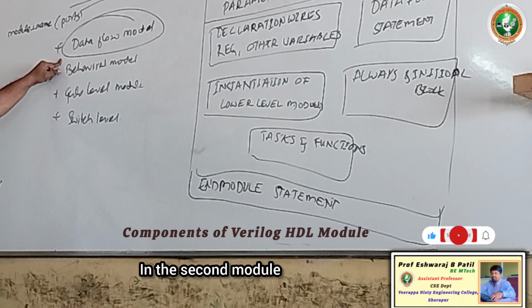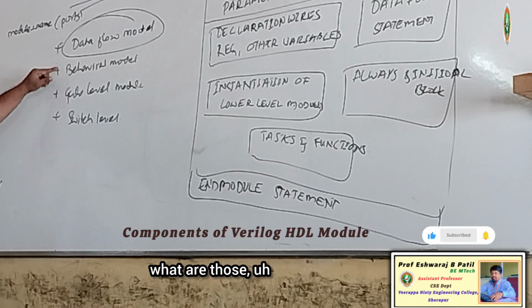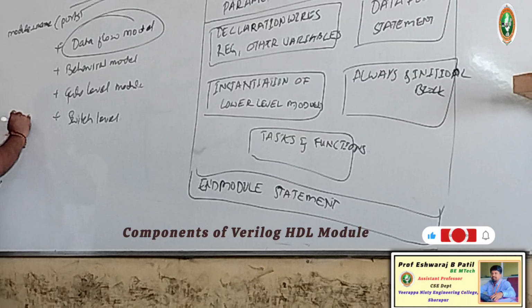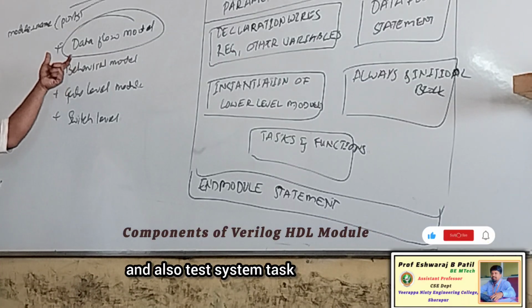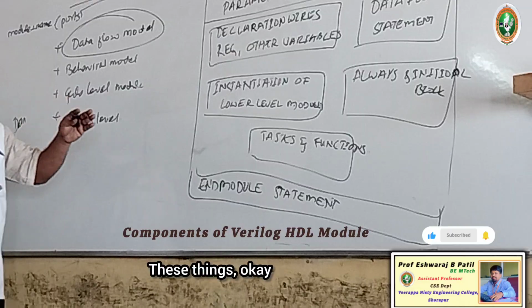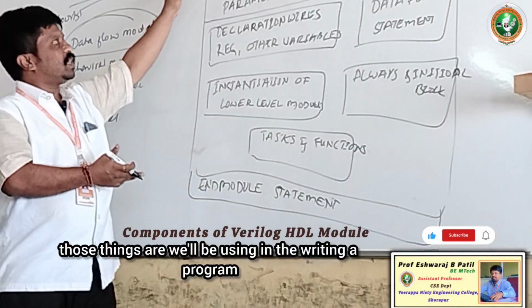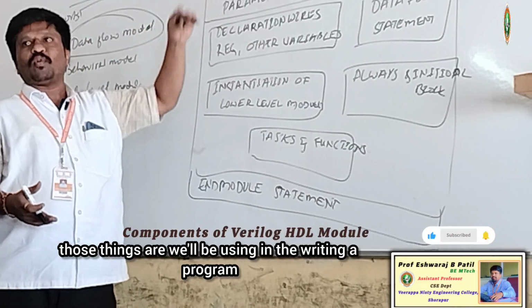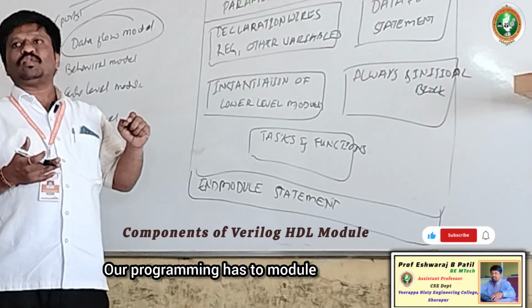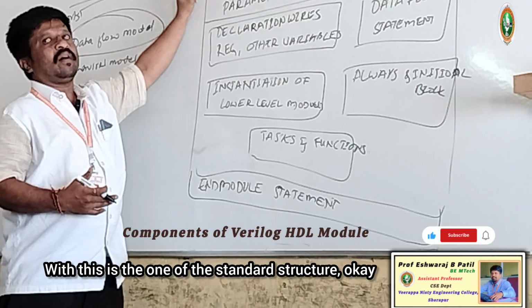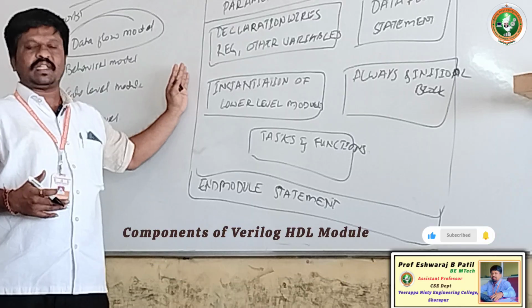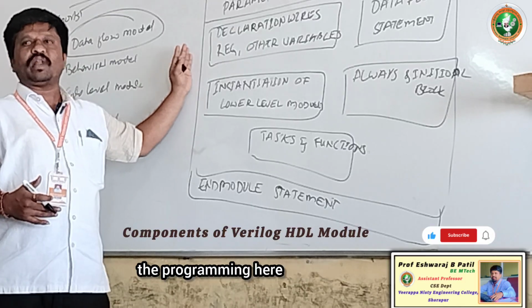In the second module, we studied the data types, lexical conventions, and also system tasks and declarations. Whatever we studied, those things will be used in writing a program. Our program has to be modeled; it should have some structure. This is one of the standard structures for writing the program here.